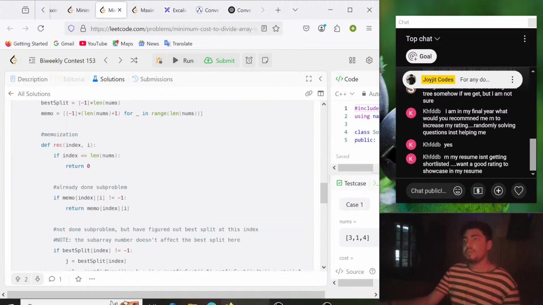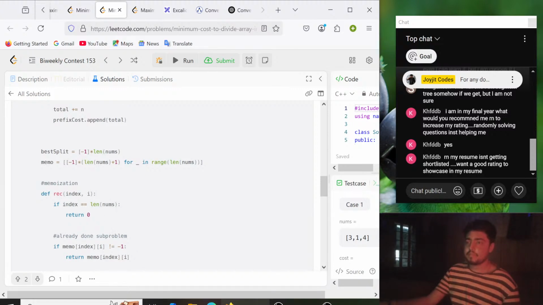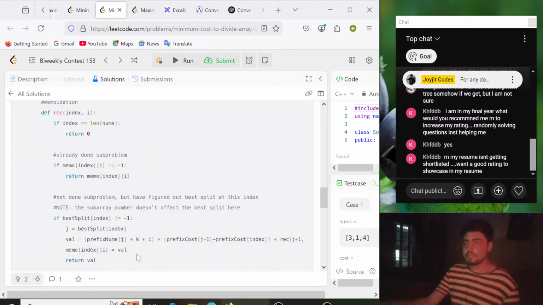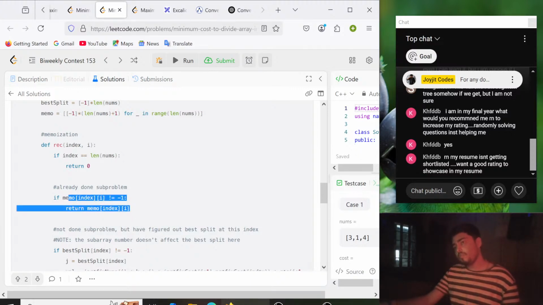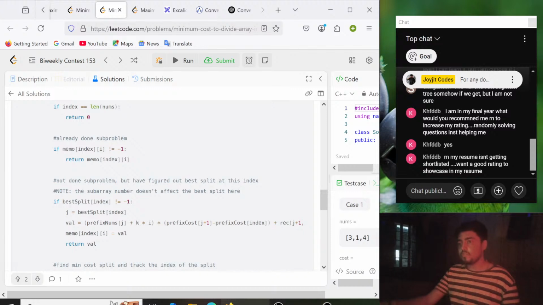Now here comes the recursion. If index is equal to length of nums, he is returning 0. Okay, that means you have reached the end. If it is already done, you know what memoization does, it just finds it from the memo table. And if it's not done, now you have to figure it out. That is best split of index. The subarray number doesn't affect the best split here.